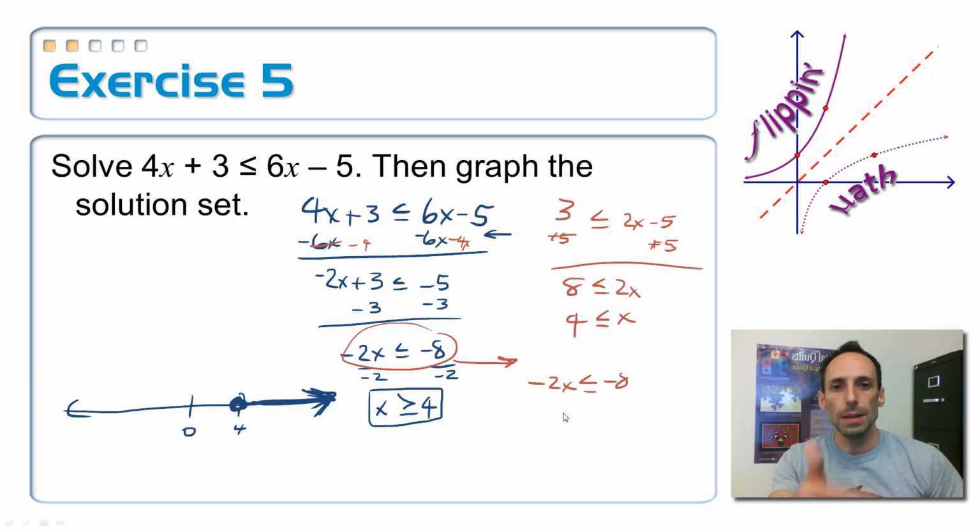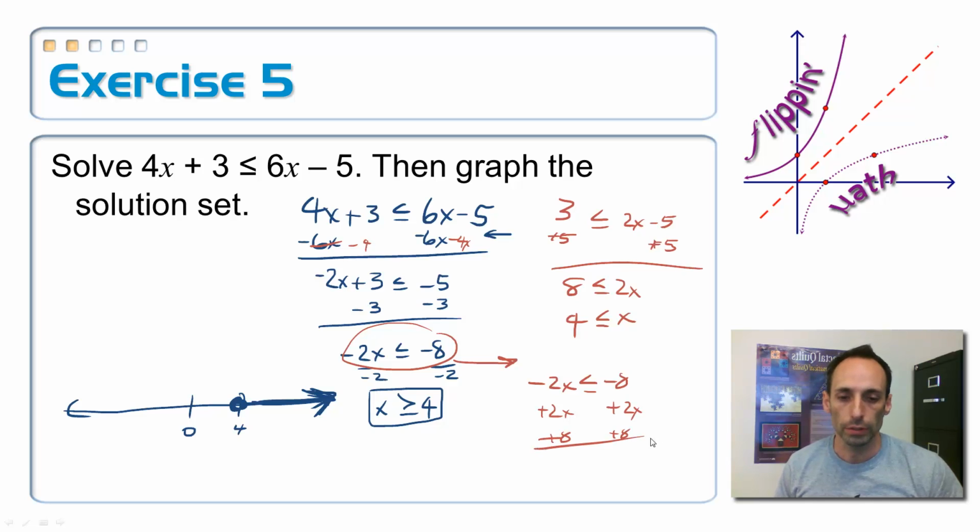If I were trying to keep things positive, I could add this over here. So add the 2x over, and I could add the 8 over to the other side, and that essentially flips the two things around. So add the 8 over here and the 8 over here, and it switches them around so that I have this statement. So it gets it backwards.